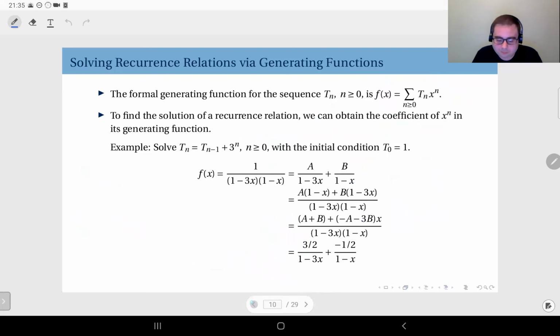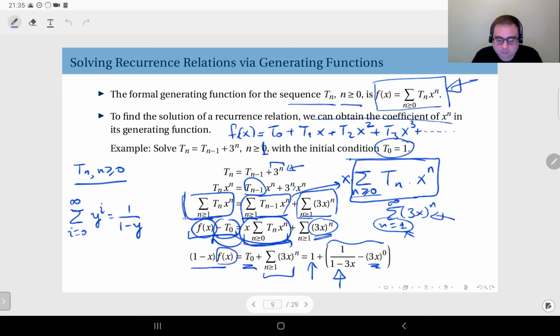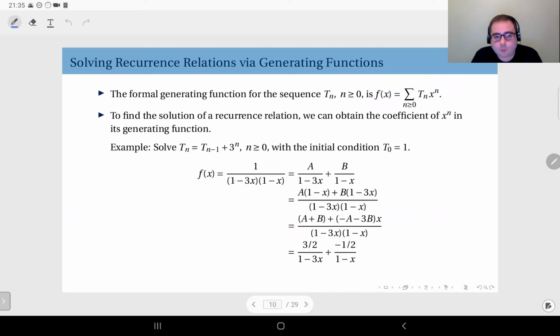Next step is, well, this is 1 and this is also 1. These cancel out. So the generating function is equal to 1 over 1 minus 3x times 1 minus x. So essentially, we have found the generating function, and what remains to be done is to find the coefficient of the term x to the power n in this function.